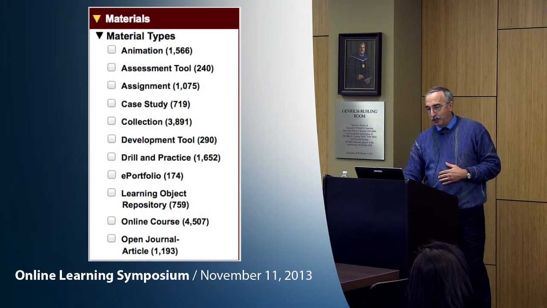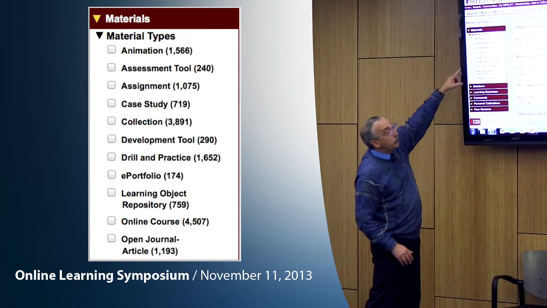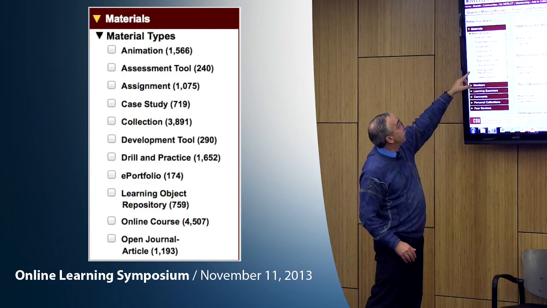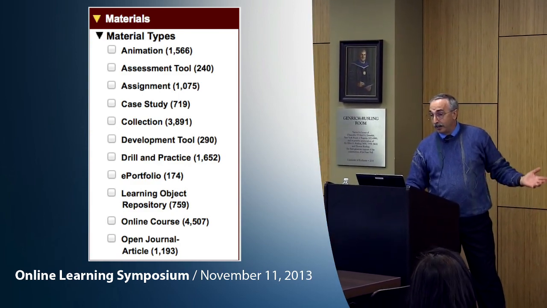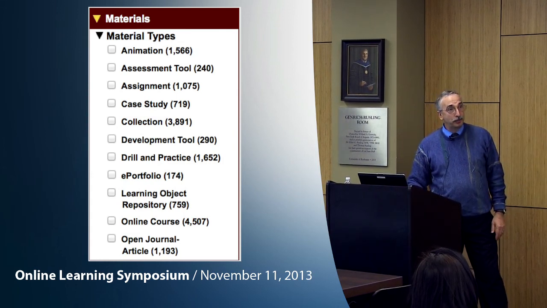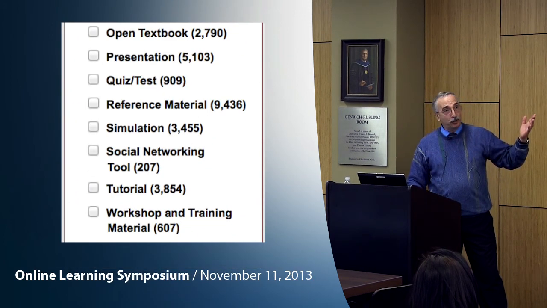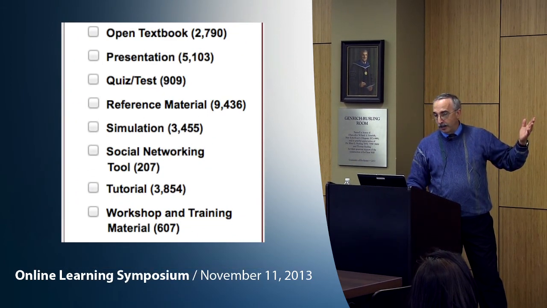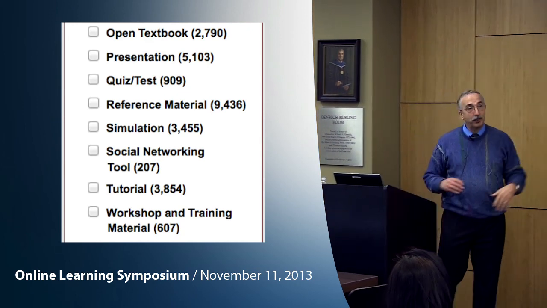What types of things do we have in MERLOT? Animations, assessment tools, case studies, collections, drill and practice, repositories. We got some in biology. In biology, we have 192 courses. A full course, journals, open textbooks, quizzes, reference materials, simulations.